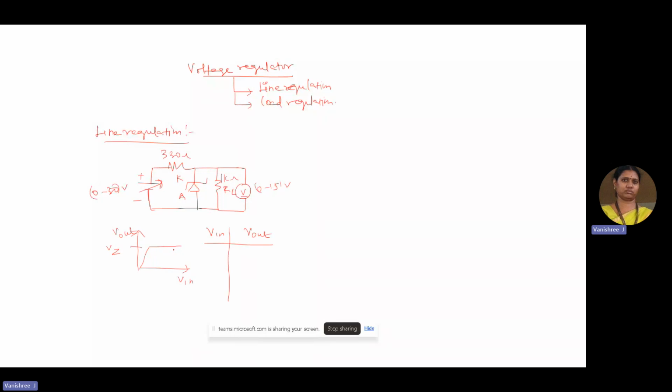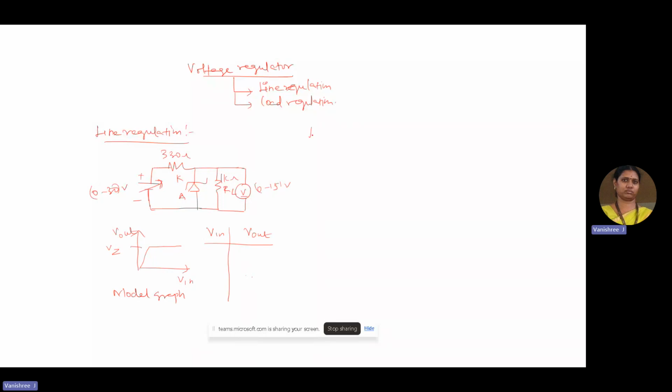Say for example, if the Zener diode has a breakdown of 5 or 5.5, then with the increase in the input voltage, the output voltage will be retained at the same 5. So this is the model graph for line regulation.